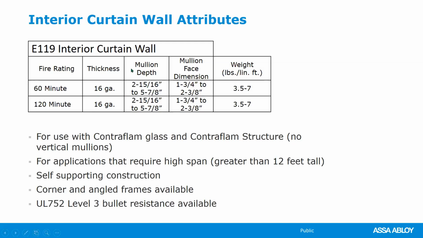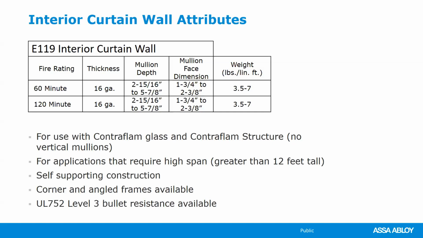You can see there's some variability in the profile. You still have a 16 gauge product. If you notice, there is no 90-minute product. You have a variation in the face dimension of the mullion. You have this for use with Contraflam glass and Contraflam structure. Contraflam structure, which I will describe here in a minute, is a product that is butt glazed, so there are no vertical mullions.